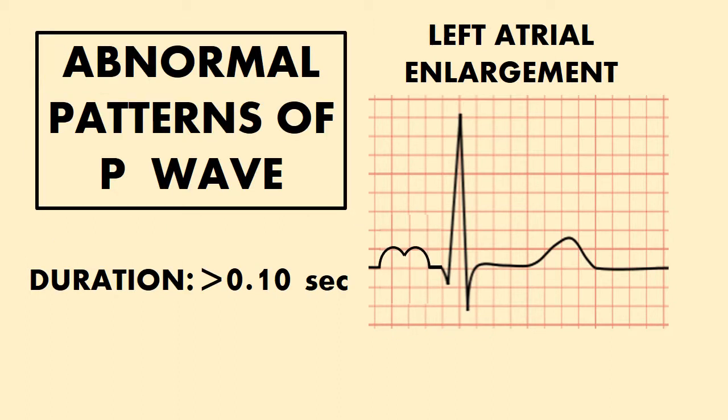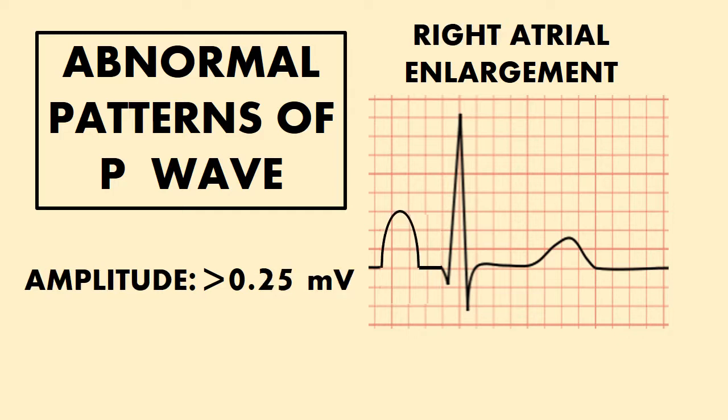Abnormal patterns of P wave: more than 0.10 seconds in duration with 2 lobes, left atrial enlargement; more than 0.25 millivolts in amplitude, right atrial enlargement.